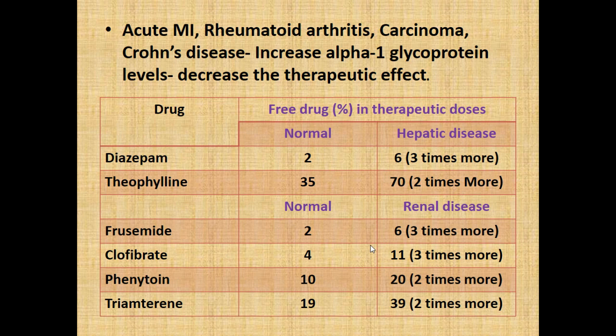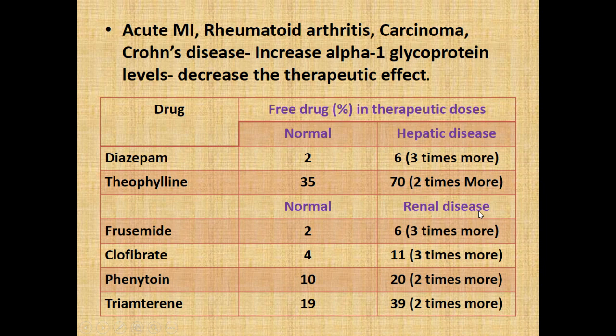Now we are going to discuss individual drugs in normal and disease conditions and how the free fraction changes. For example, diazepam is 2% free in a normal person, but in hepatic disease it becomes 6%, three times more. That's why you will see toxicity. Theophylline is 35% free, but in hepatic disease the free form will increase to 70%. Then it will lead to severe toxicity.